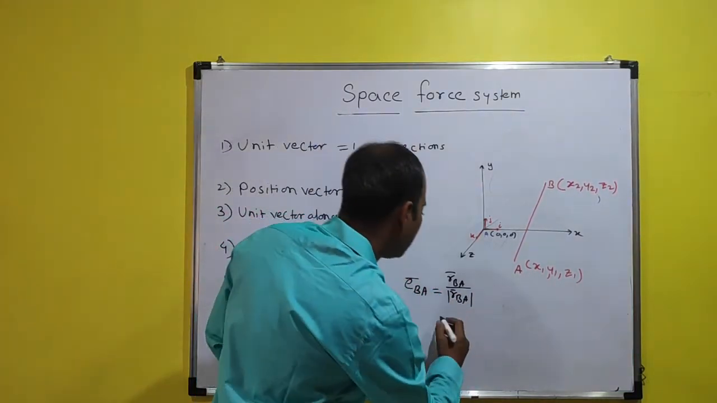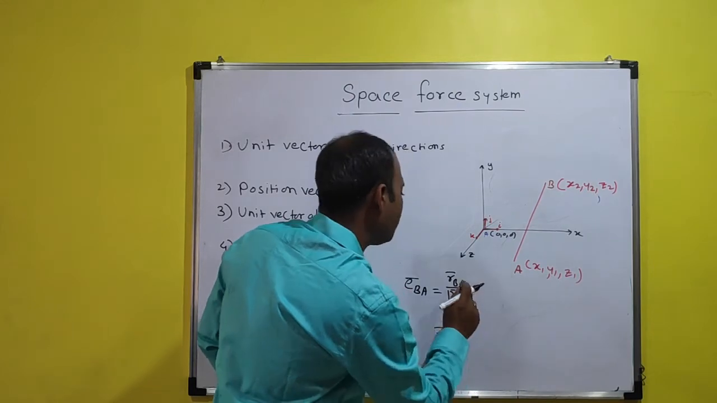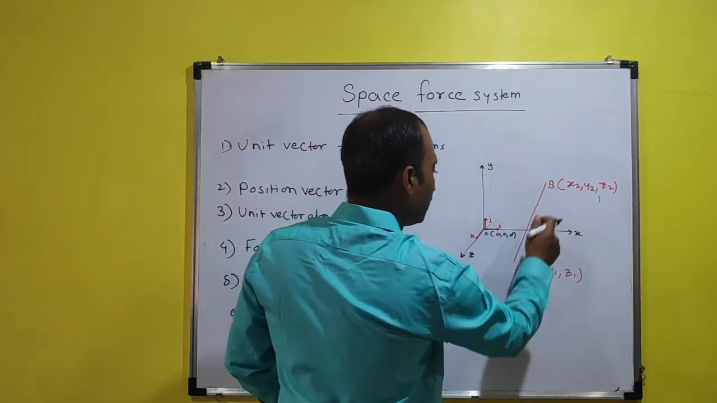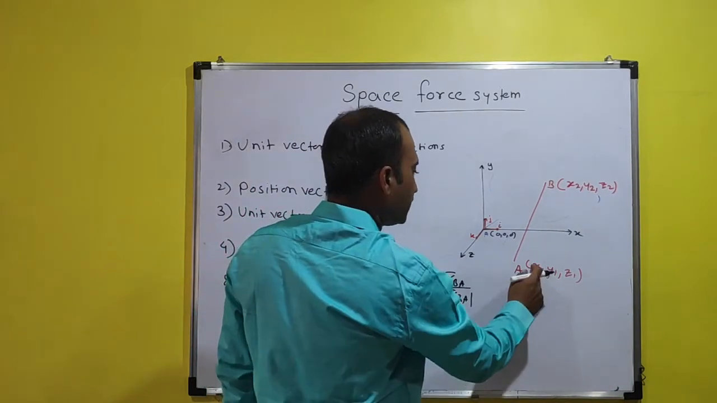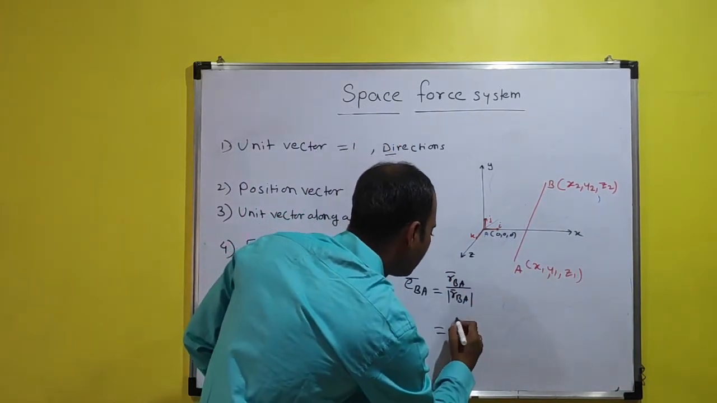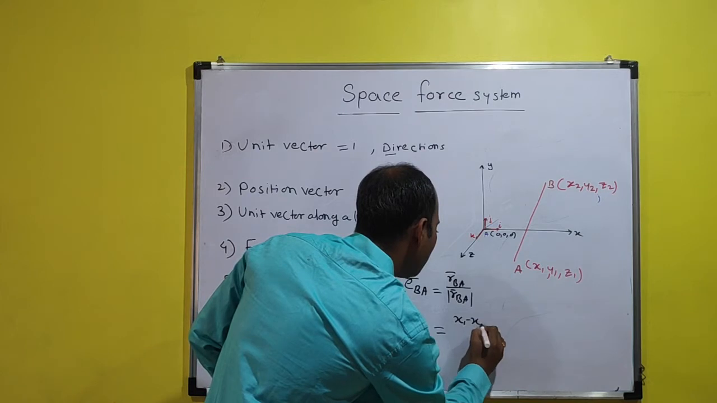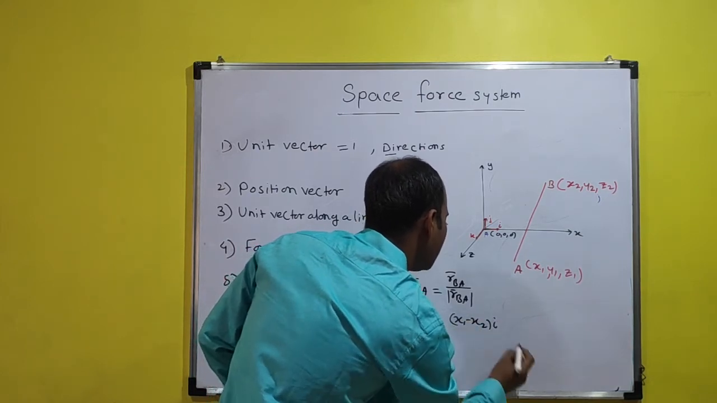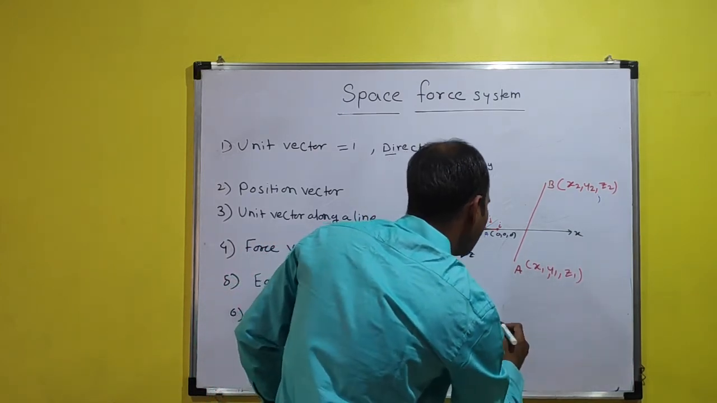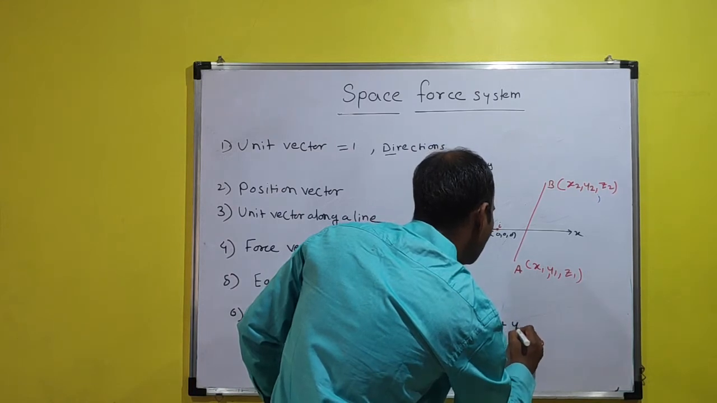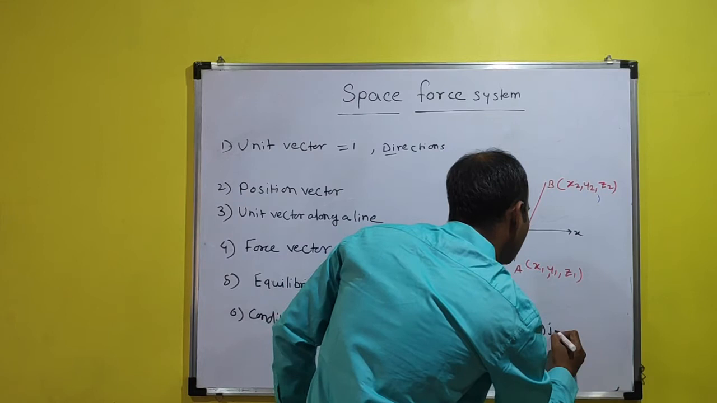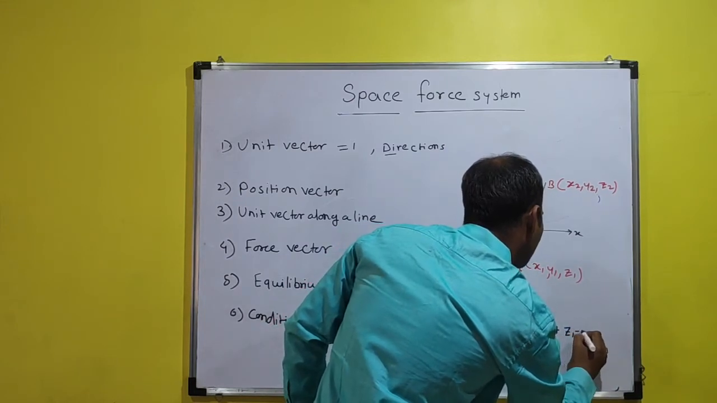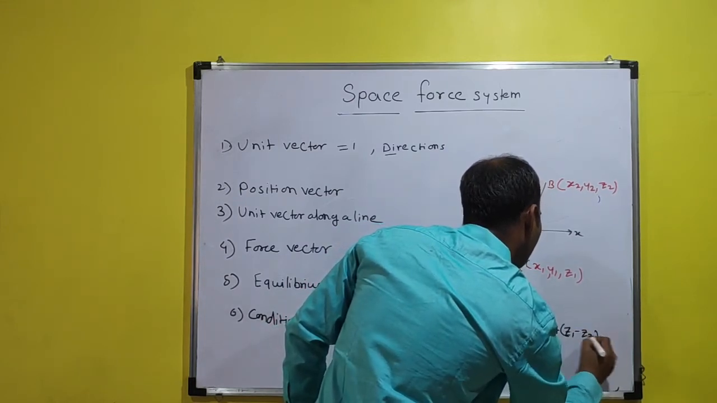So how are we going to calculate this? The position vector will be again second minus first coordinates. So it will be x1 minus x2 i, then plus y1 minus y2 j, and plus z1 minus z2 k.